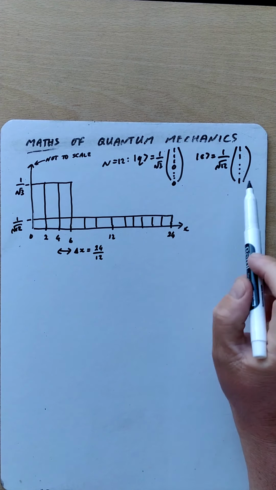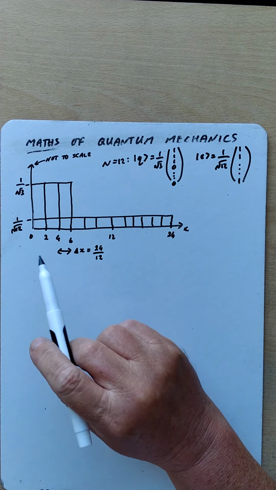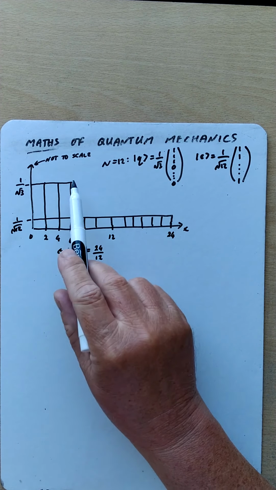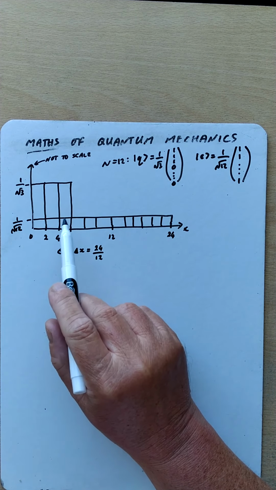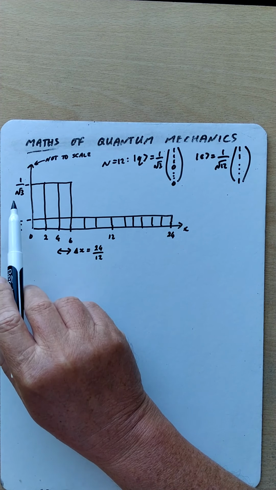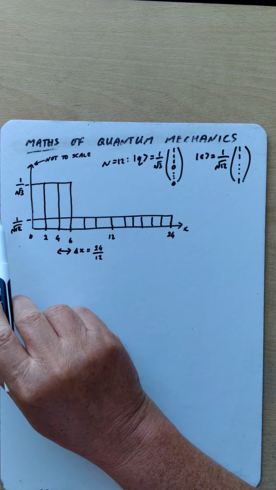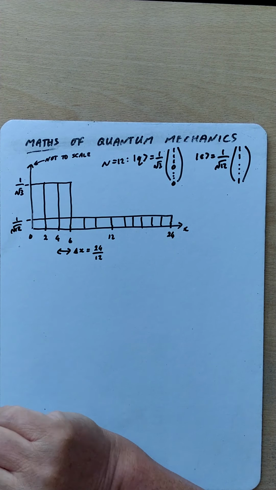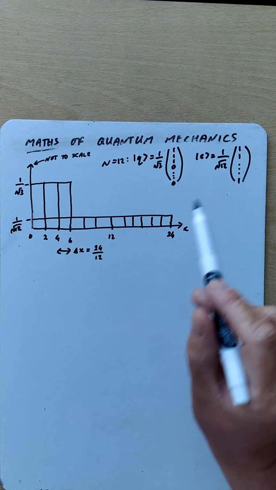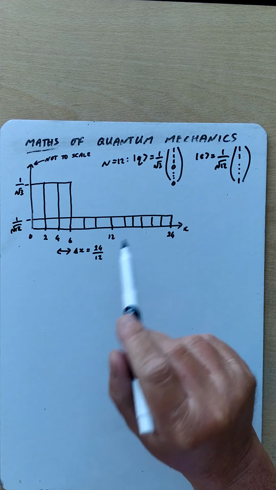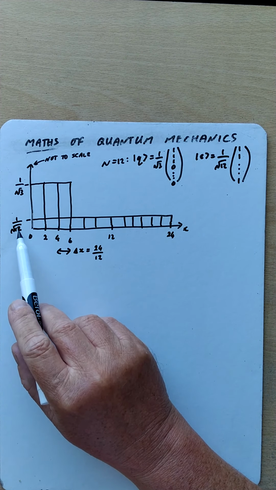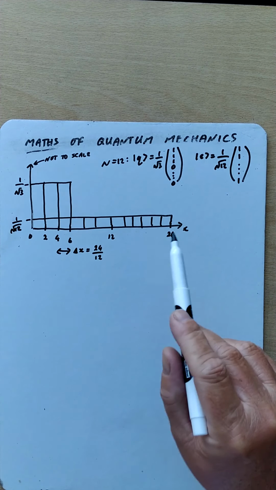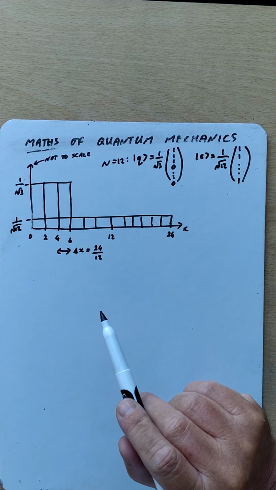I've drawn these two vectors now in graphical form. This is the first quarter vector. It's got 3 elements, each of which has height 1 over root 3. And as I've emphasised here, this is not to scale. And the equal probability vector has 12 entries, each of height 1 over root 12, and it spans all the distances from 0 centimetres right up to 24 centimetres.